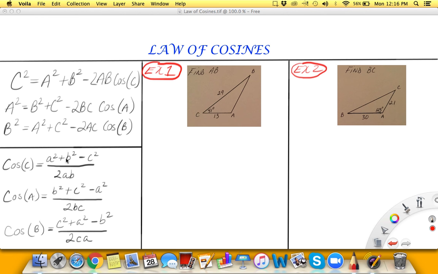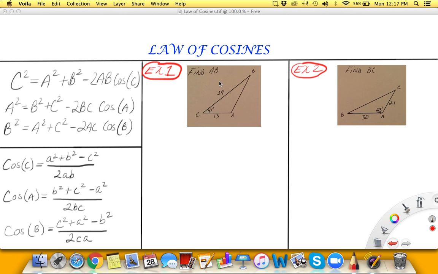Now down here, this is actually a different version that you can use when you are trying to find the angle measures using the law of cosines. So there's a big difference. We're going to go through two examples in this first video, and then we'll do two more examples. So starting out, we have example one.